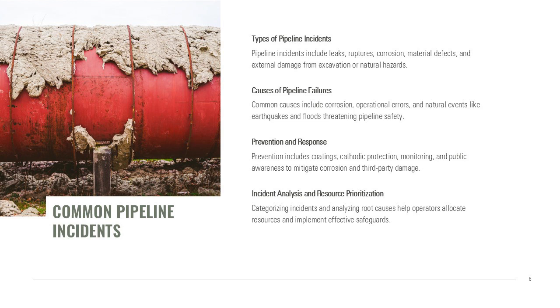Corrosion, for example, can be mitigated through coatings and cathodic protection, while third-party damage requires robust monitoring and public awareness campaigns. By categorizing incidents and analyzing root causes, operators can prioritize resources and implement effective safeguards.